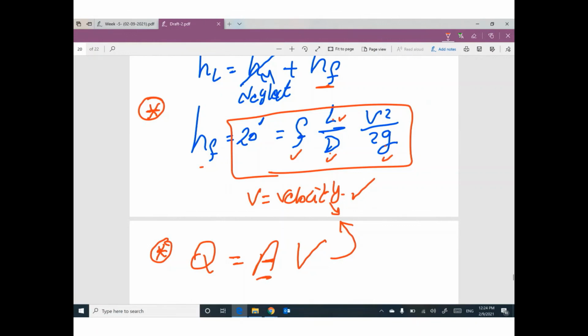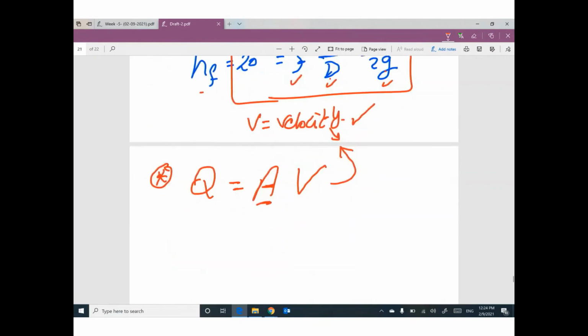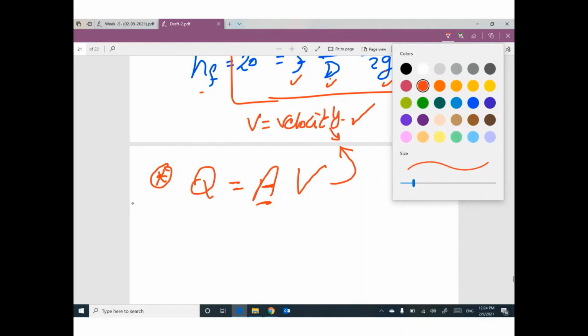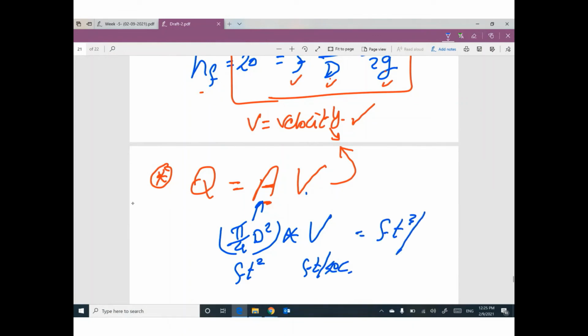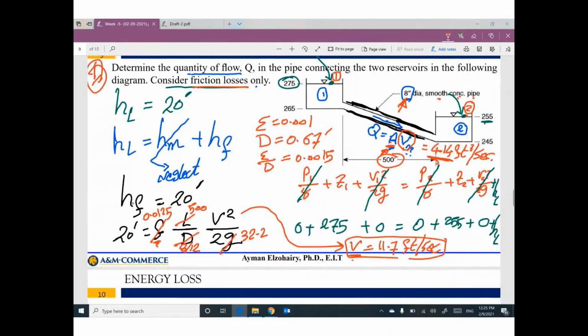Make sure everything is consistent in units. So this area will be pi divided by 4 times diameter squared. And here is the V. This one must be in feet squared, this one in feet per second. So the final answer will be in cubic feet per second. My number was 4.14 cubic feet per second.